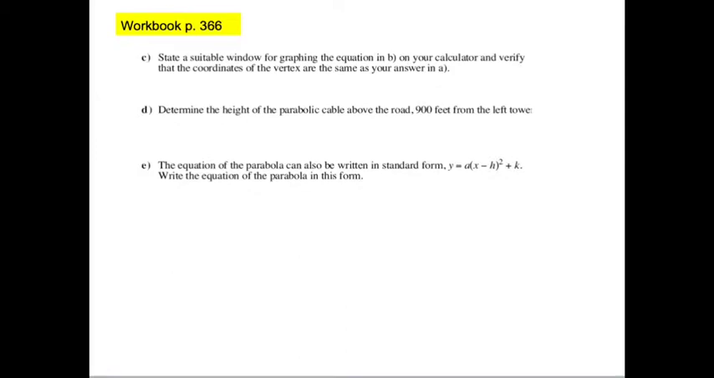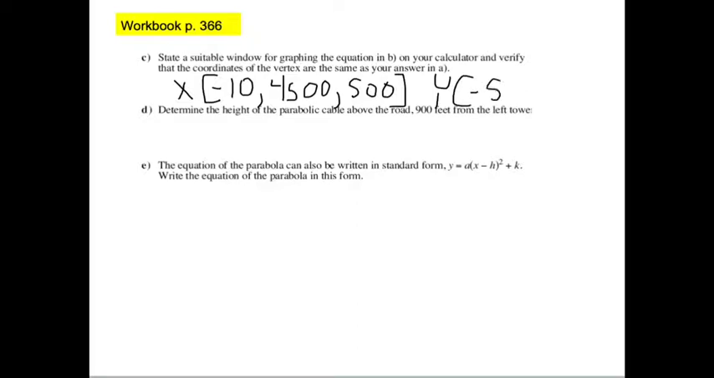Stating a suitable window for graphing the equation. I'm not going to go through it entirely with you, but a suitable one that might be able to show everything would be something like this. For your x coordinates, you're going to have negative 10, 4,500, and 500. And then maybe for your y, you could have something like negative 500 as your minimum, and your maximum will be 10, and then your scale would be 100. Your values might be a little bit different from what I've shown you right here. The key is, of course, you want to see the most important parts of the graph.